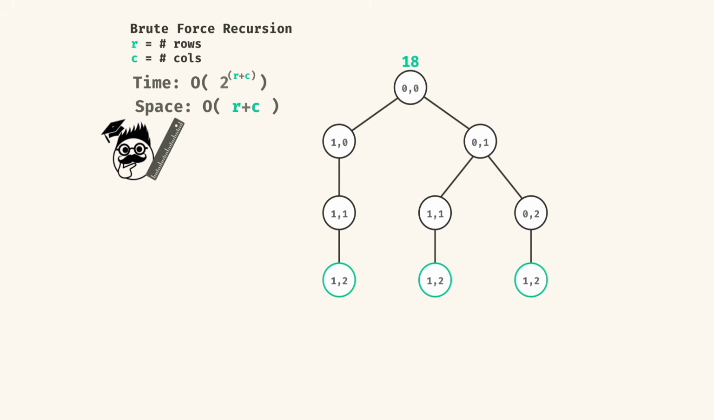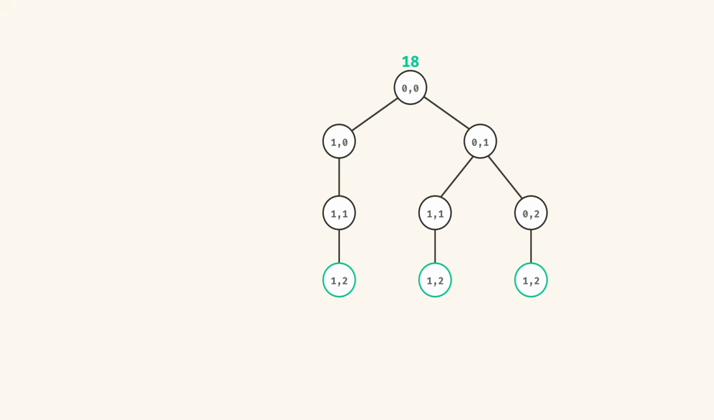In a similar way, I'll say the space complexity is R plus C due to the stack space required by this recursion, right? If the height of this tree is R plus C, that means the stack space used by my recursion is also going to be R plus C. But a keen observer would note that I can do better because this is a dynamic programming problem.